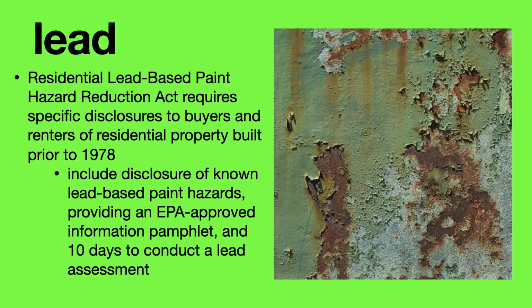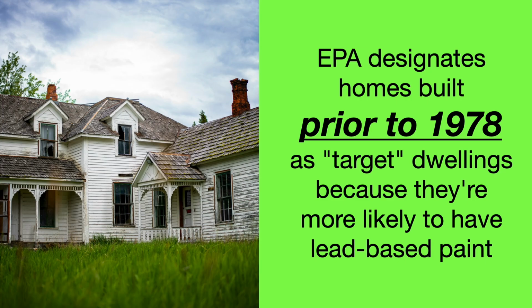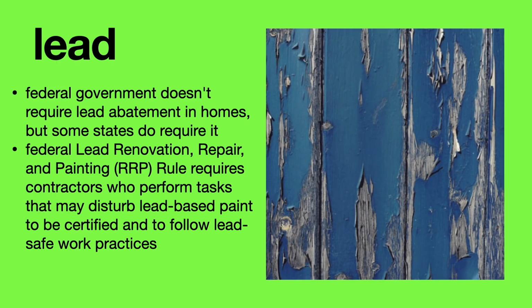The Residential Lead-Based Paint Hazard Reduction Act requires specific disclosures to buyers and renters of residential property built prior to 1978. These include disclosure of known lead-based paint hazards, providing an EPA-approved information pamphlet, and 10 days to conduct a lead assessment. The EPA designates homes built prior to 1978 as target dwellings because they're more likely to have lead-based paint. The federal government doesn't require lead abatement in homes, but some states do require it.